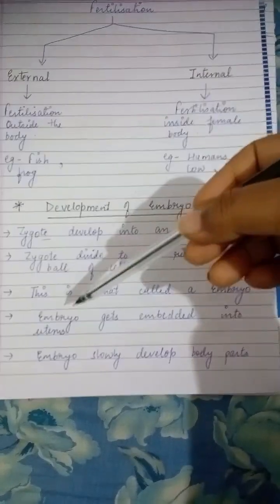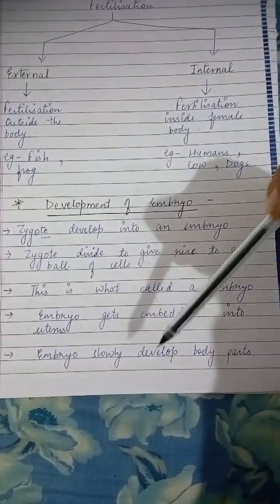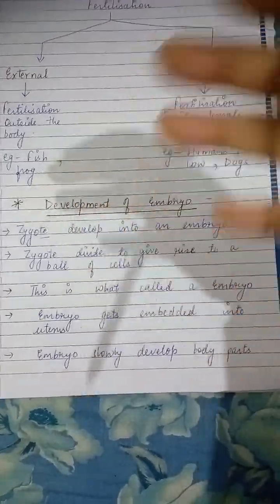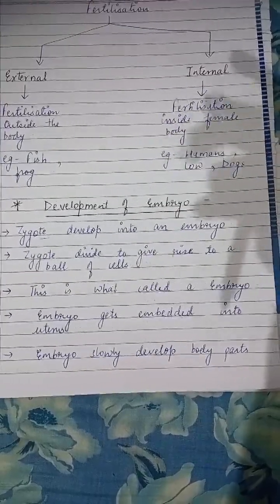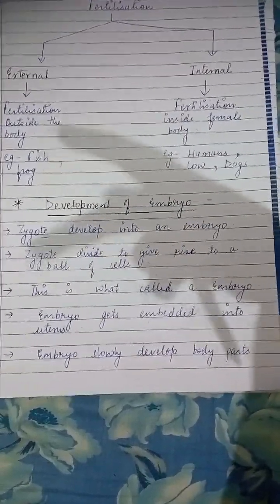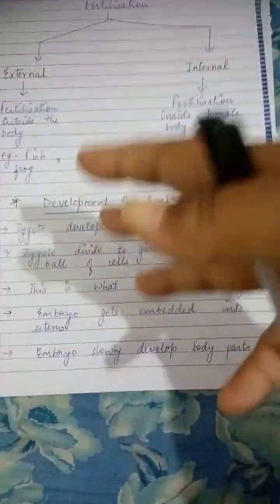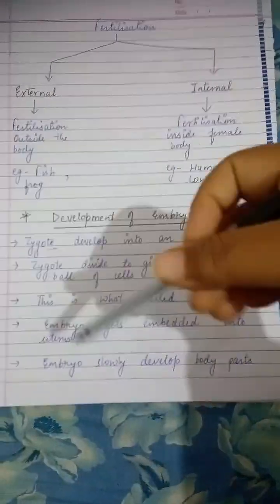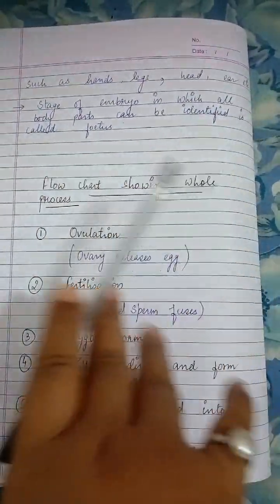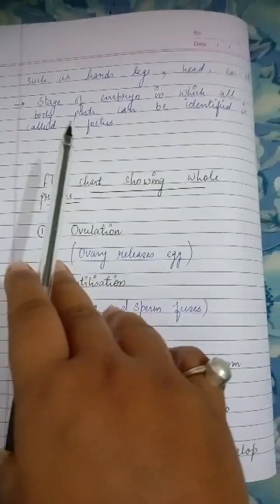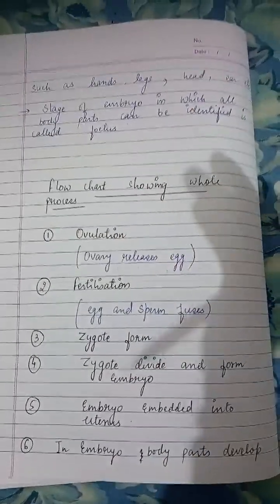Correct? So what happens to the embryo? Embryo gets embedded into the uterus. Embryo slowly develops the body parts. What body parts? Like hands, head, the whole body part of a human. In case of humans, like head, eyes, face, ears, hands, legs, heart, everything is developed inside the embryo. The stage in which the embryo gets wholly developed is known as fetus. And when the fetus is completely developed, it comes out of the body, that is, a baby is produced.